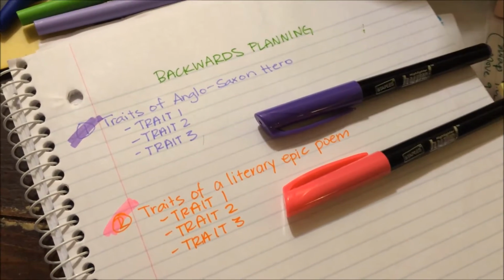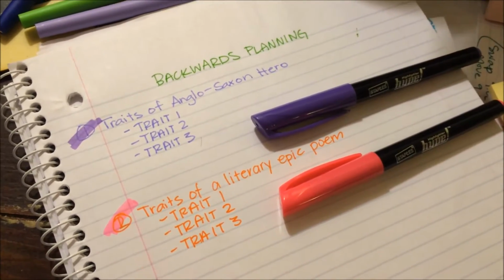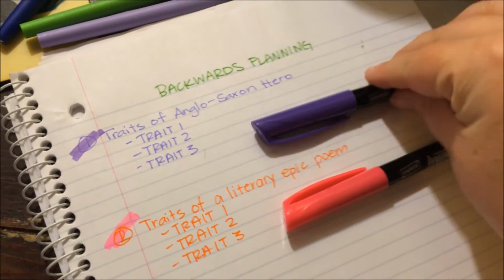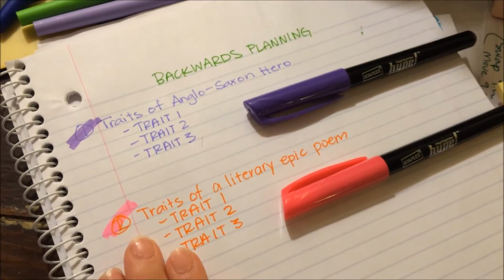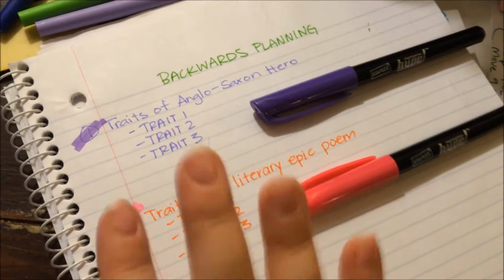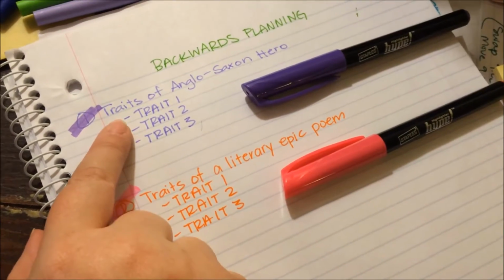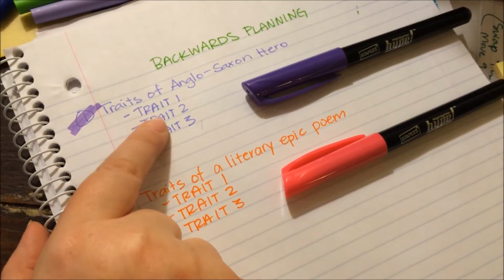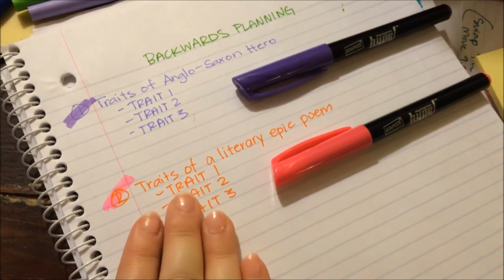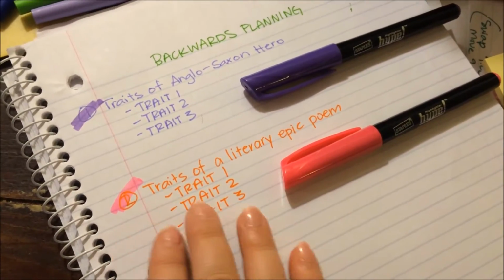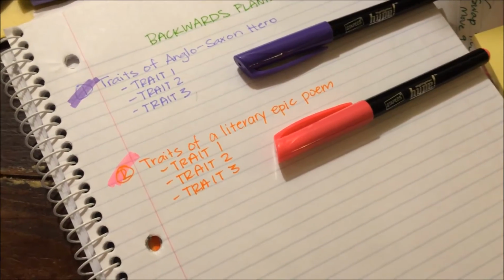So you see I have the start of my backwards plan here. And you see I already have highlighters chosen that I'm going to use because Miss Smith likes to color coordinate her notes just because that's the way my brain works. And so you see I have the traits of the Anglo-Saxon hero, and I have where I've written down my 3 traits here, and then the traits of my literary epic poem here, where I have my 3 traits here.